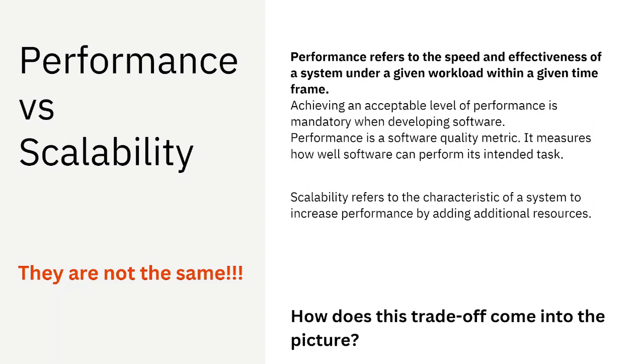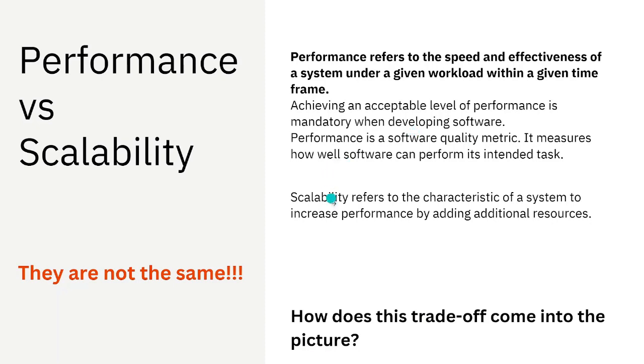So consider the example of sorting. We know that a sorting algorithm takes O of n log n time. But if it is taking O of n square, we need to fix it, right? So performance is a software quality metric. It measures how well a software can perform its task. So this was all about performance.